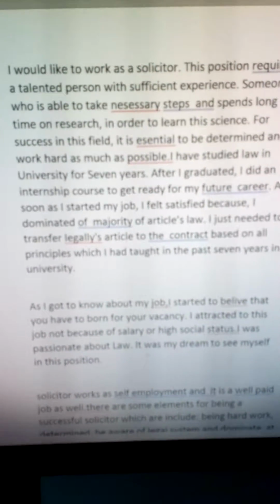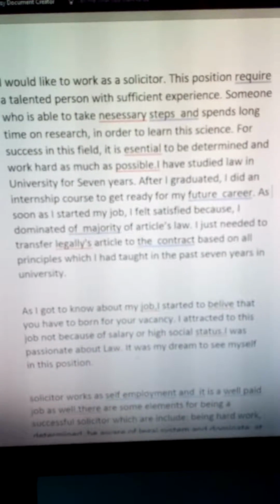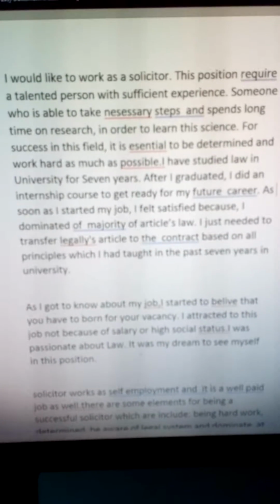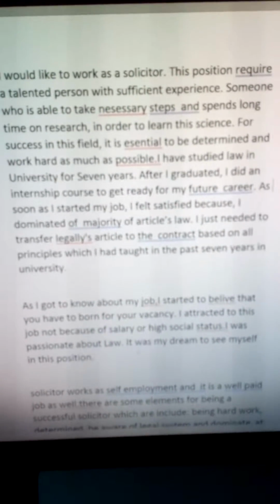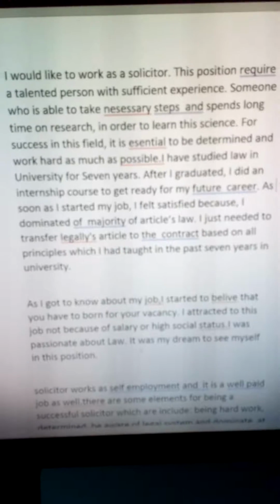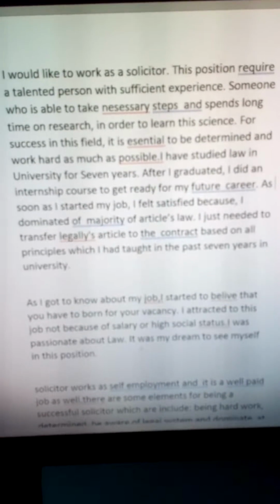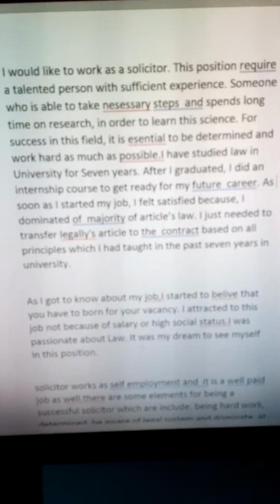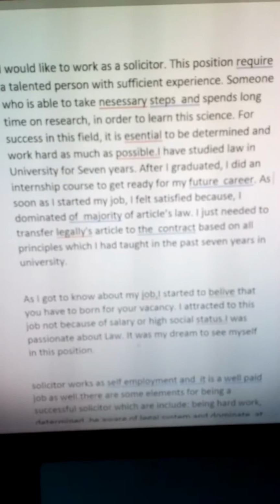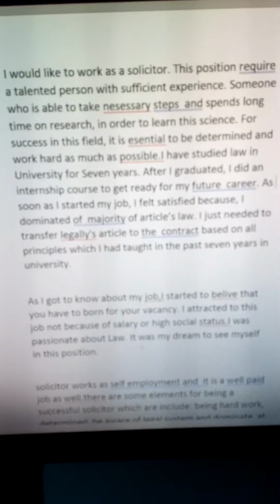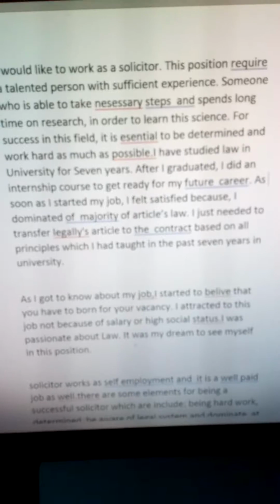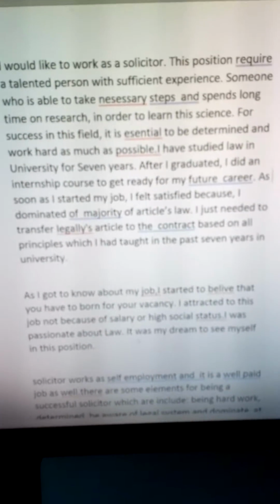I would like to work as a solicitor. This position requires a talented person with sufficient experience, someone who is able to take necessary steps and spends long time on research in order to learn this science. For success in this field, it is essential to be determined and work hard as much as possible.